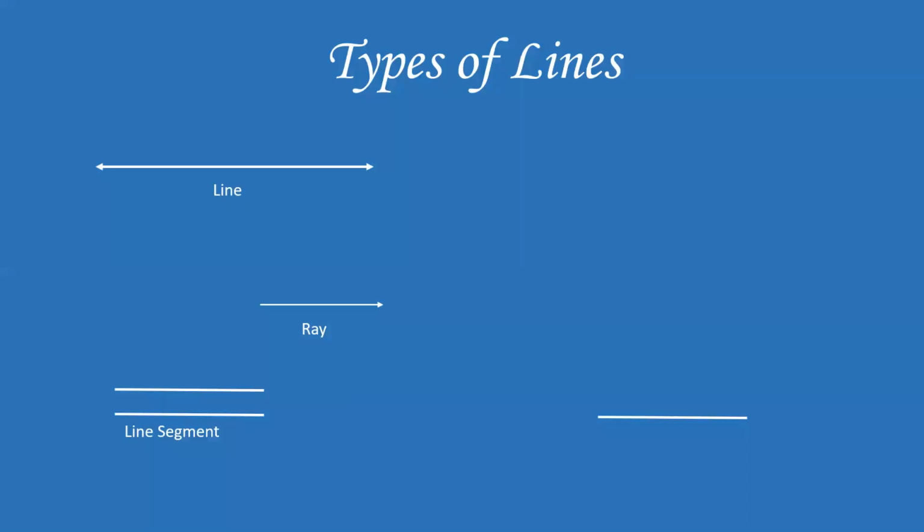So if two lines never intersect, they are parallel lines. If two line segments don't intersect, they are parallel line segments. If a ray and a line don't intersect, you just say that the ray and line are parallel. That is okay. So next part.